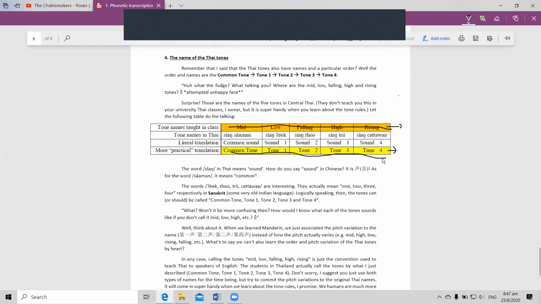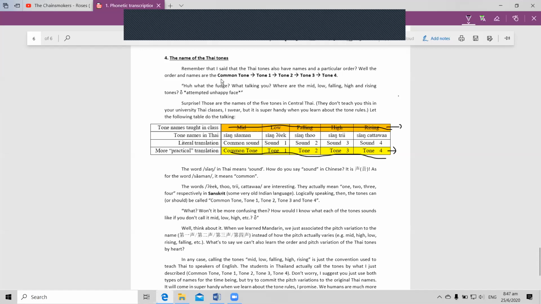It's more intuitive. So you may ask, if I call the tones common tone, tone 1, tone 2, tone 3, tone 4 instead of mid, low, falling, then how do I know what the pitch variation is? Like how do I know if it's high or falling or whatever? Actually, when we learn Mandarin, we also learn the tones as 第一声, 第二声, 第三声, 第四声. We don't say the 第一声 is a high level tone. We don't say the 第二声 má is a high tone or rising tone because it goes up.